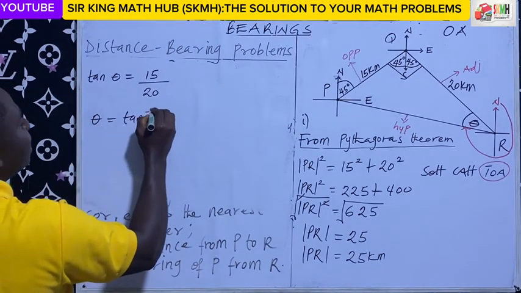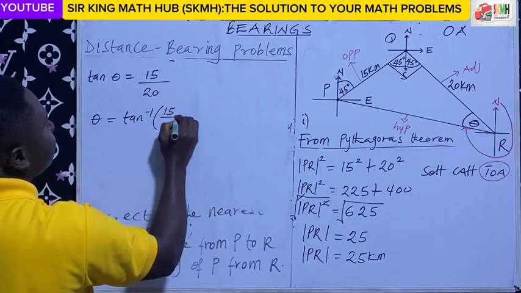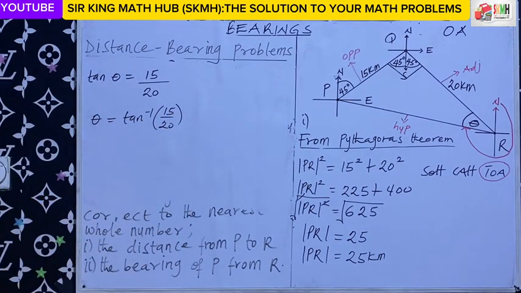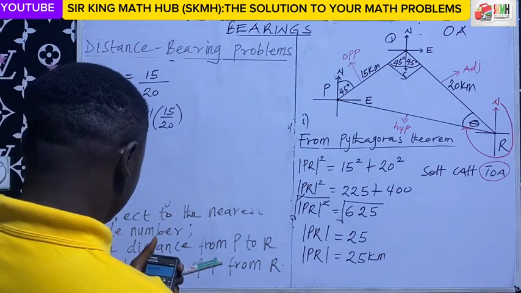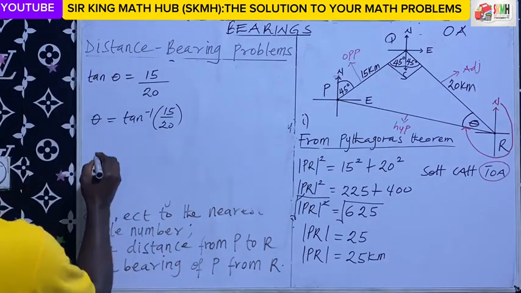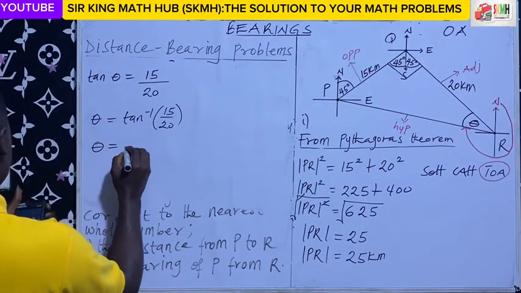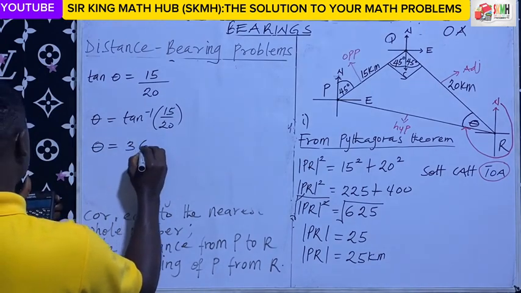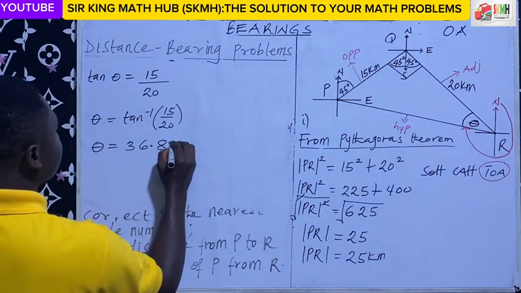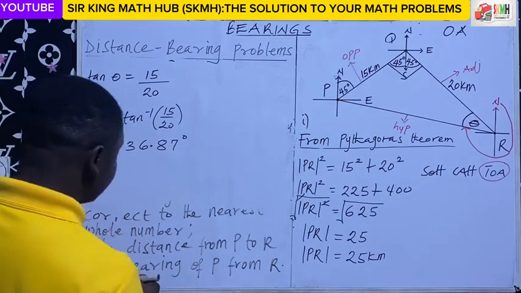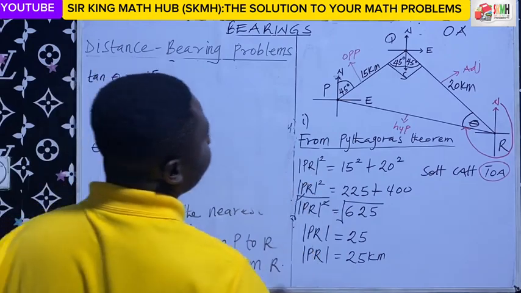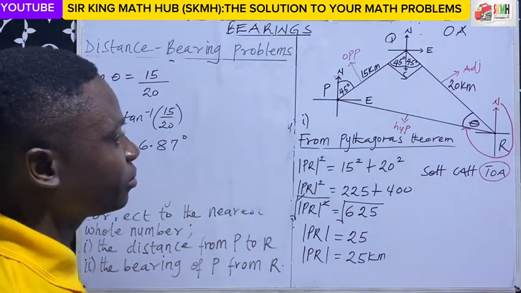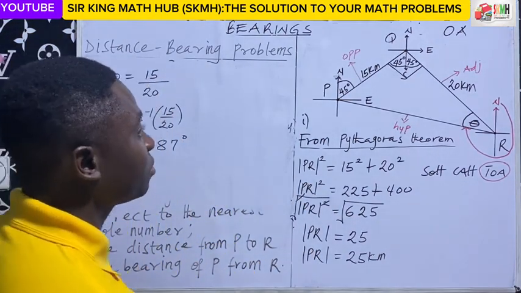So we take the tan inverse here, the tan and its inverse will cancel out, leaving theta. Then we have theta equals the tan inverse of 15 on 20. So from our calculator, what is the tan inverse of 15 on 20? So we have 36.87 degrees. So that is the measure of theta. Theta measures 36.87 degrees.